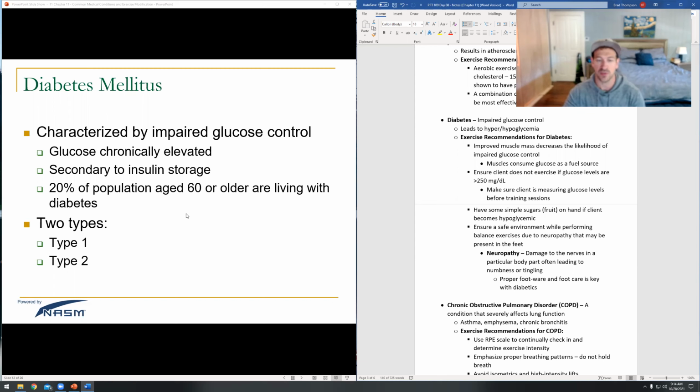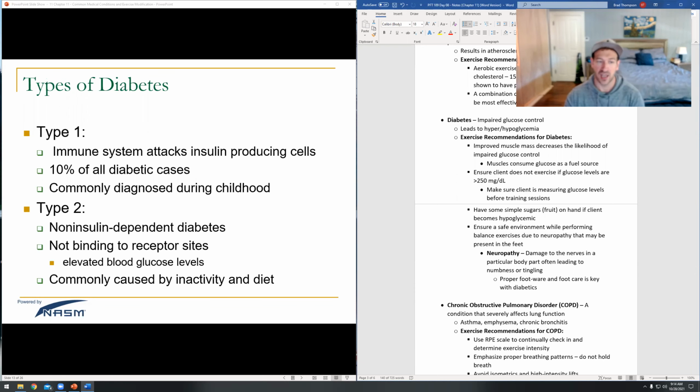So we see about 20% of the population age 60 and over are dealing with diabetes. That's a pretty large amount of the population. And oftentimes it is type 2 diabetes. So type 1 is only about 10% of all cases. And when I say that's 10% of all cases, I don't mean 10% of all senior cases. I mean 10% of all people with diabetes only have type 1.